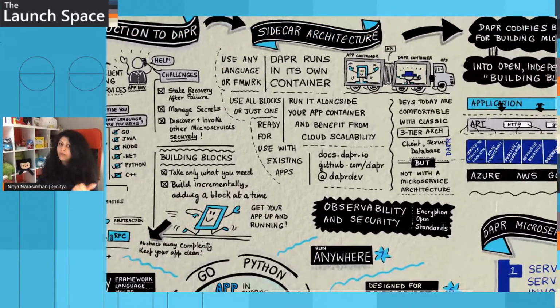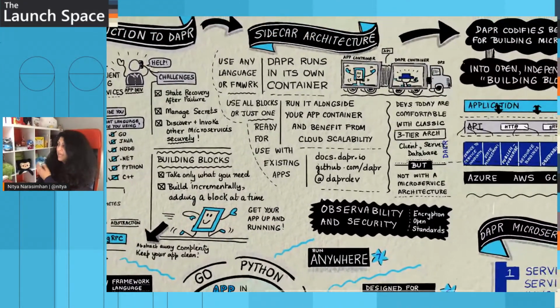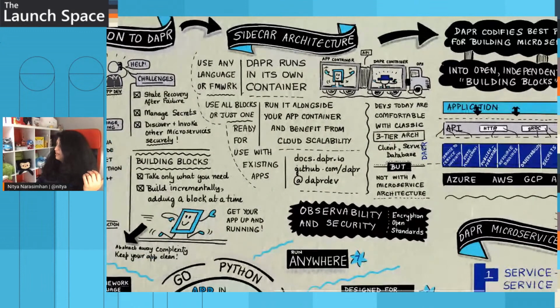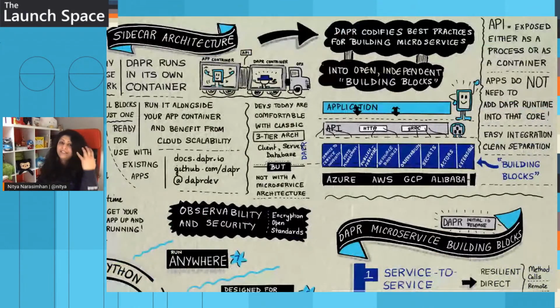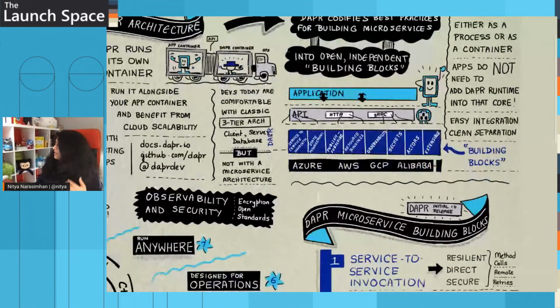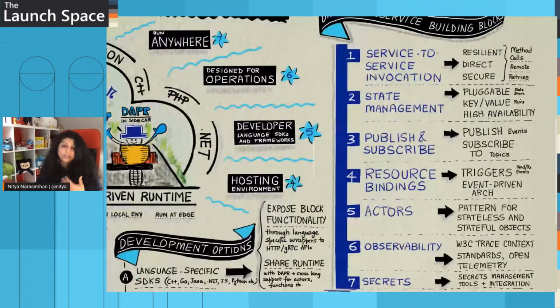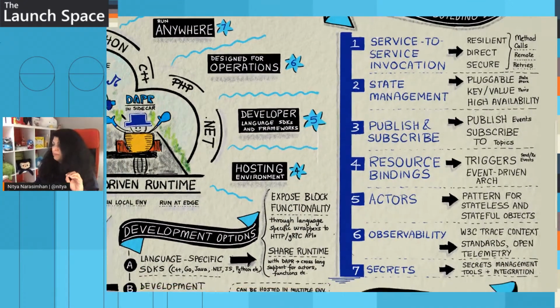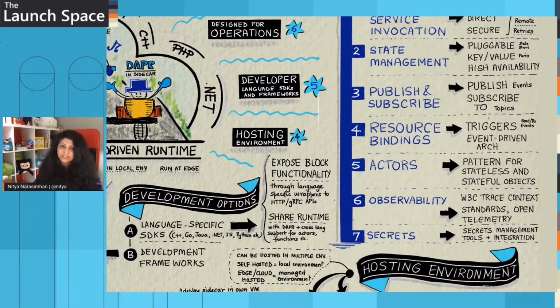So what are the things you want to know? Sidecar architecture. Dapper and the app run in separate containers or processes. Dapper codifies your best practices for building blocks, so you can componentize and compose your applications. Here's a whole bunch of the core services that you can take advantage of simply by connecting to Dapper over an API. So you can outsource some of the underpinnings of getting your distributed application running and focus instead on making your application logic perfect, right?